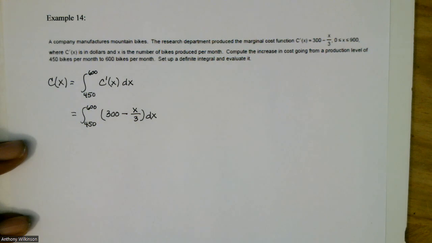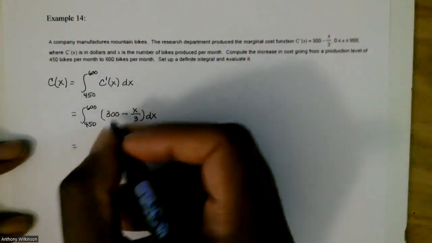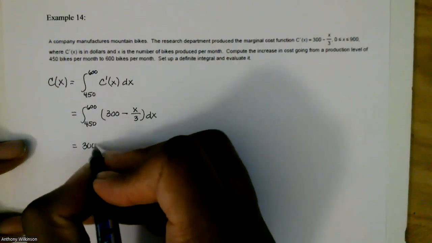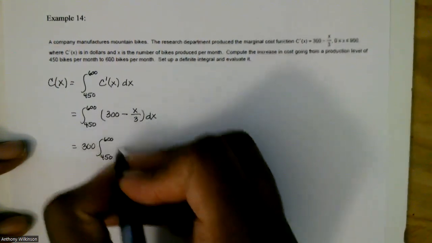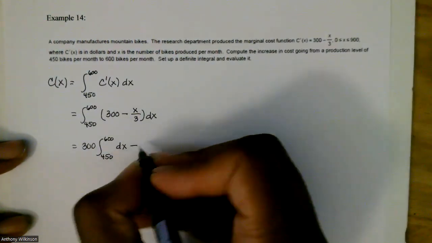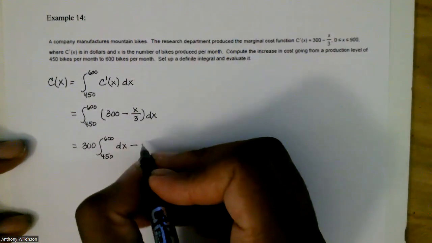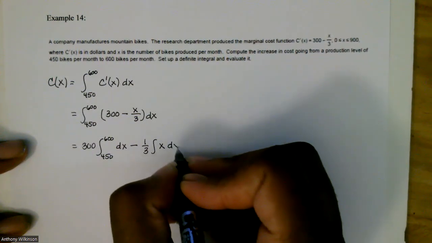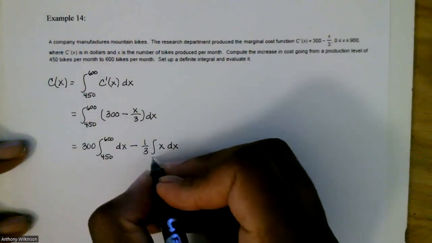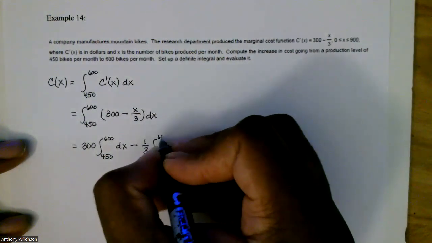All right, so now if I have an integral of a difference, that's going to be the difference of their individual integrals. So this is what I'm going to have. And I'm going to pull the 300 in front, because that's going to be the integral from 450 to 600 of just dx, minus x over 3 has 1/3 in it. So I'm going to pull the 1/3 out in front. So it'll be 1/3 times the integral of x dx, and that's going to be from 450 to 600 as well.